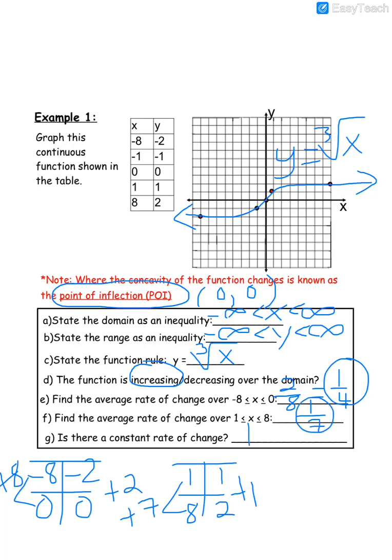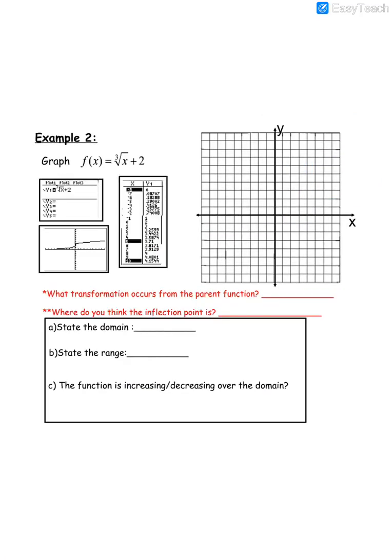Is there a constant rate of change? The answer is no. I'm still holding strong on the fact that now we've done parabolas, absolute value, square root, and now cube root, and none of them have a constant rate of change. The only function that we know that has a constant rate of change is linear, or a line.